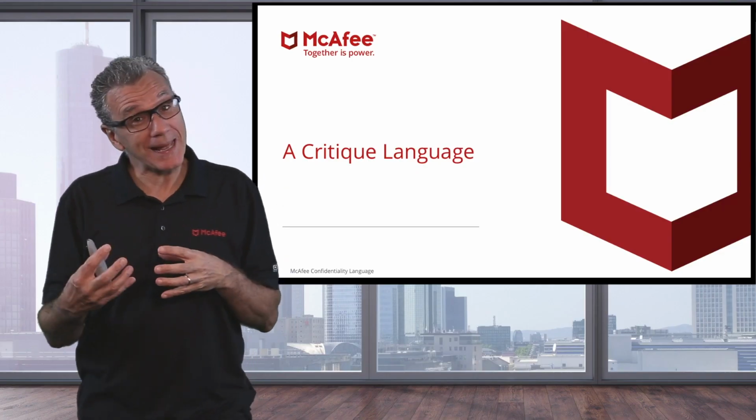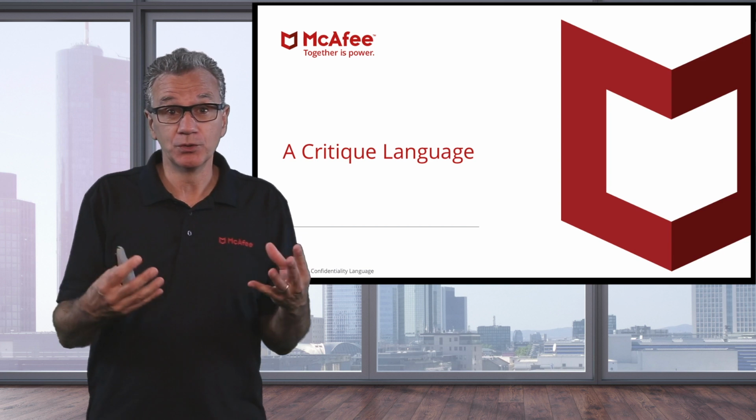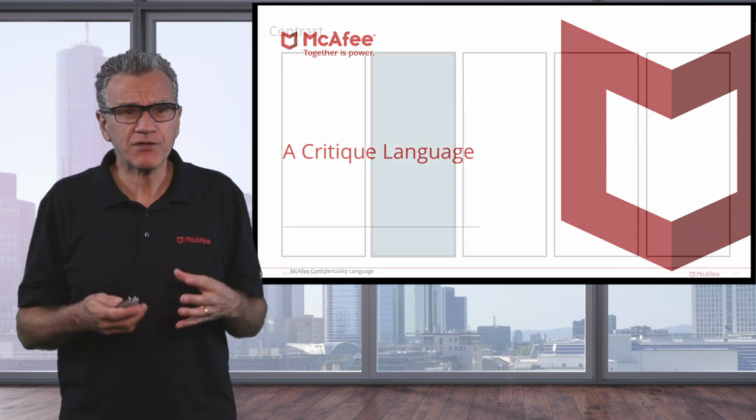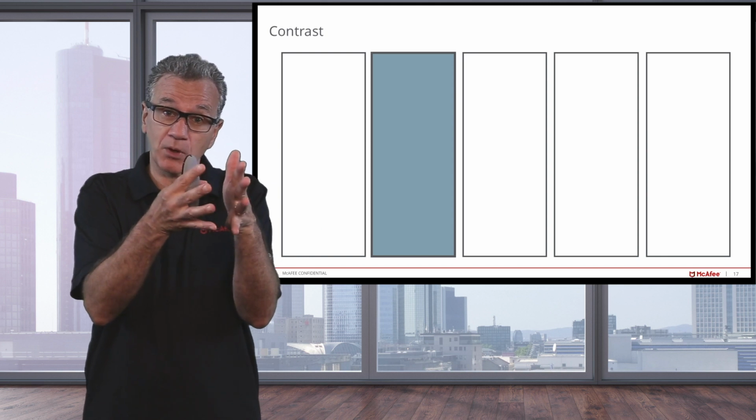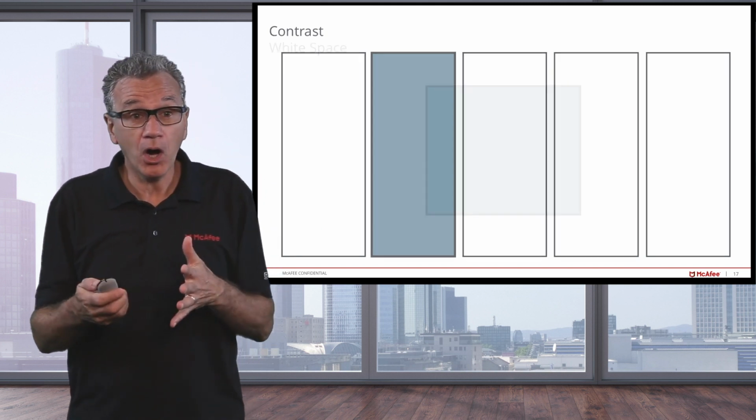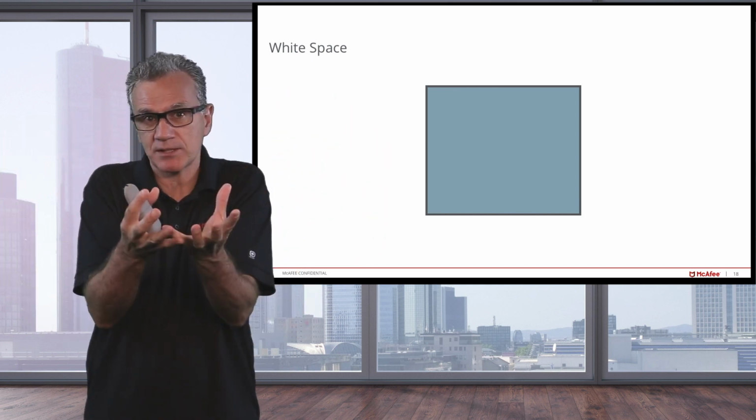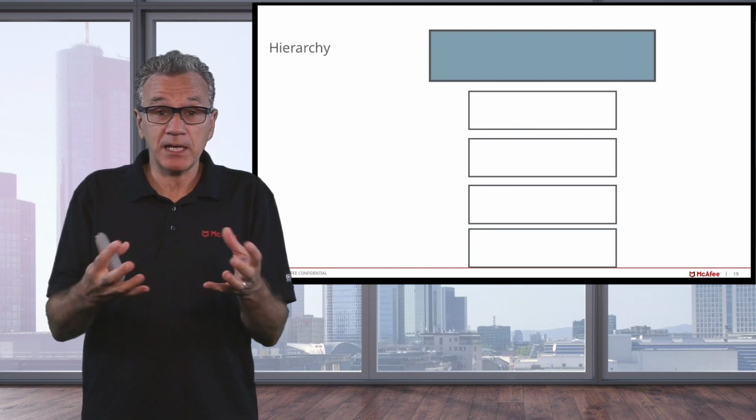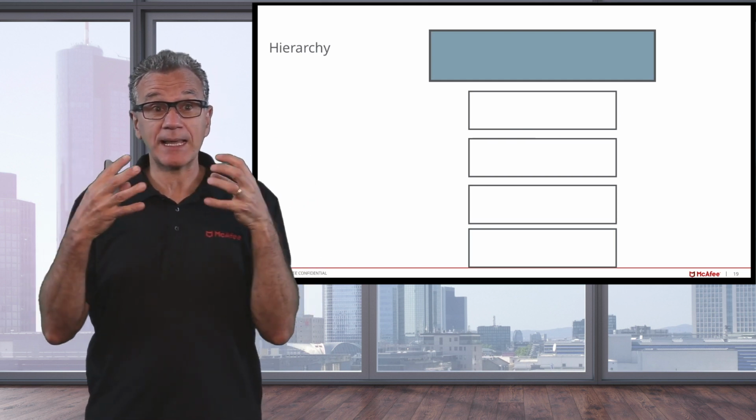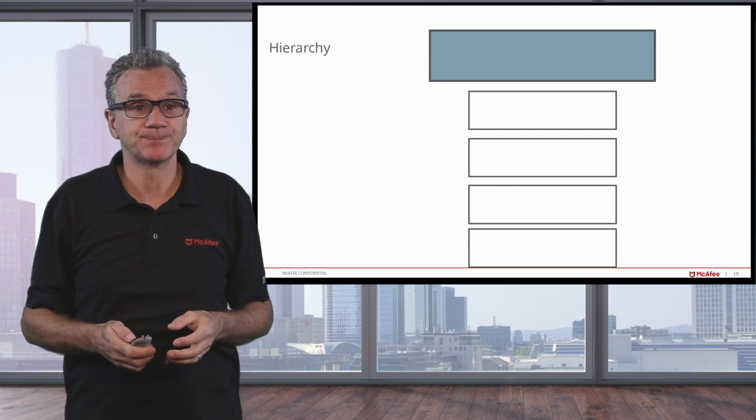To help you build more compelling slides, here is a critique language that you can use to guide you. First of all, if you have a set of things, you should always make sure that the more important one is highlighted. Or create white space around the main concept that you want to convey. If there is a hierarchy in the information you're presenting, make sure that hierarchy is represented visually, that the most important thing is bigger than the other ones.